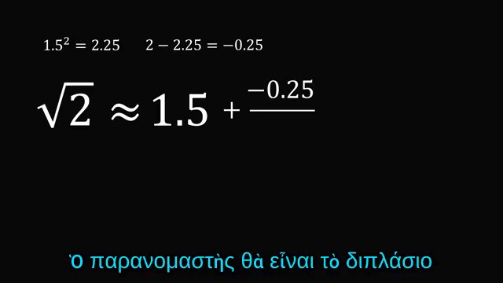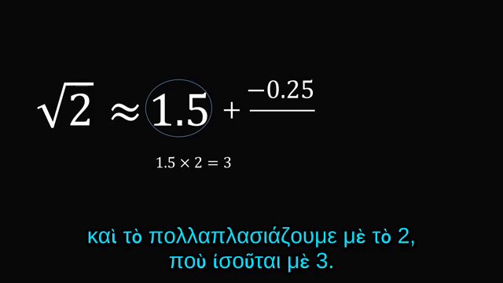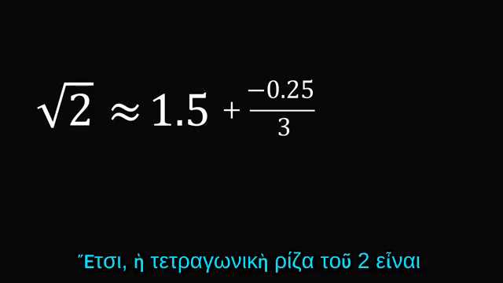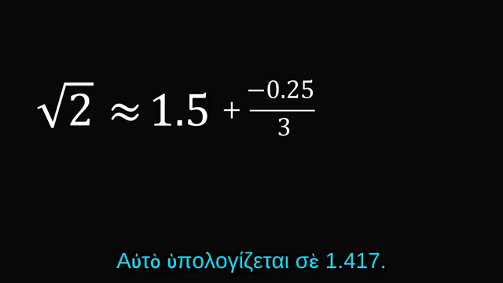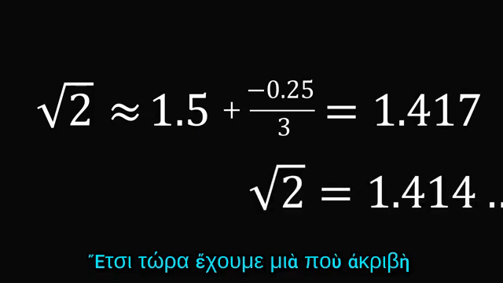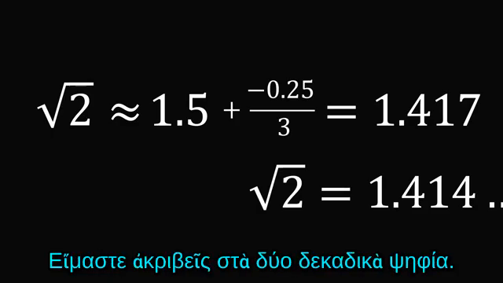The denominator will now be double the initial estimate. So we take 1.5 multiplied by 2, which is equal to 3. Therefore, the square root of 2 is approximately equal to 1.5 plus minus 0.25 over 3. This works out to be 1.417. So we now have a more accurate approximation of the square root of 2. We are accurate to 2 decimal places.